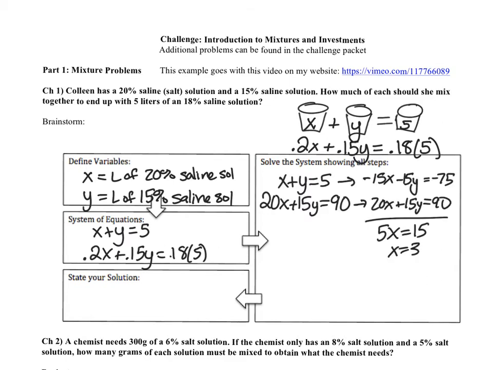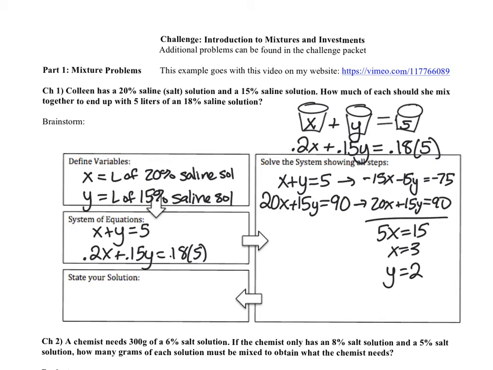As you can see over on the right, I decided to multiply my top equation by negative 15 so that I could eliminate my variable y, and when I solved, I got x equals 3. That means that y, since both of our buckets must add up to 5 liters, must be 2. So I want 3 liters of my 20% saline solution and 2 liters of my 15% saline solution.